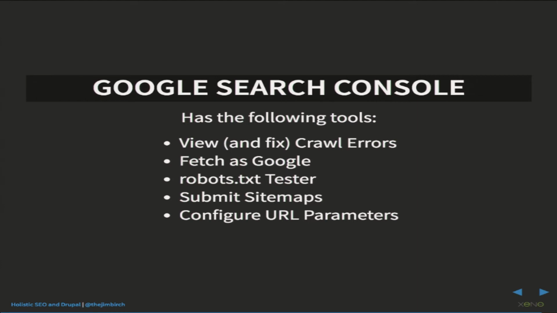Test your robots.txt, submit your sitemap so they know about it, and then you can configure URL parameters. I've never had to do this, but if you're putting in something like ID equals gobbledygook that has no pertinent relationship to the page, you can actually ask Google to not include that so you don't get duplicate content in the search engine.